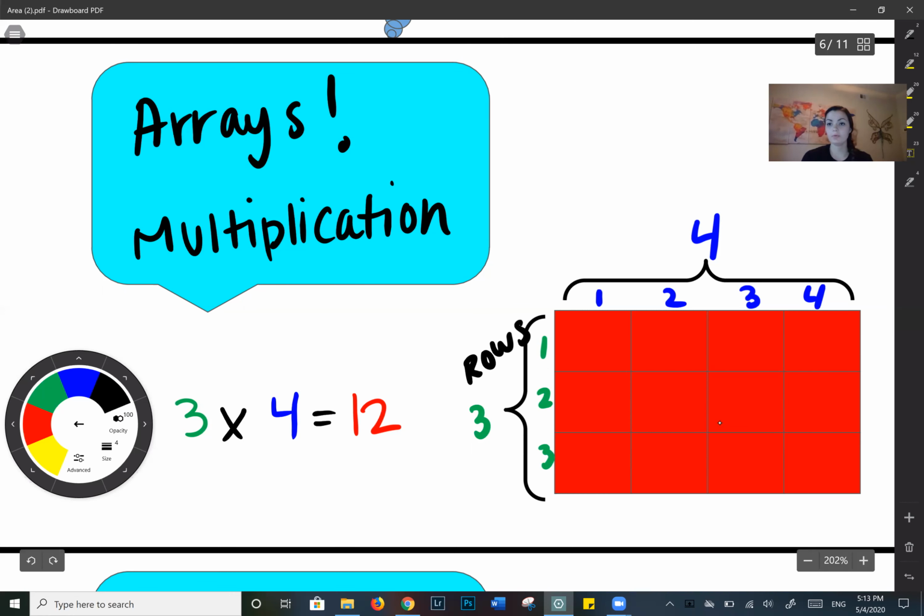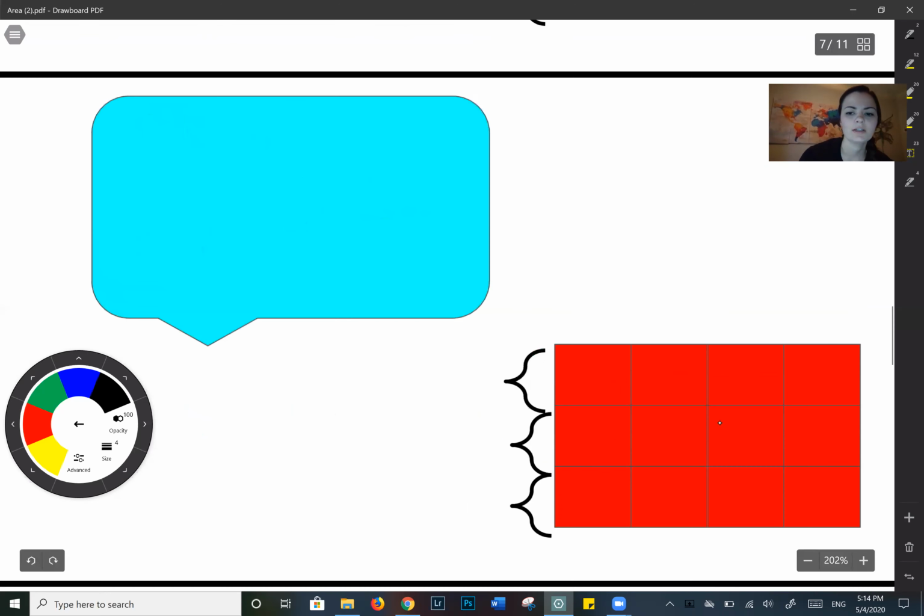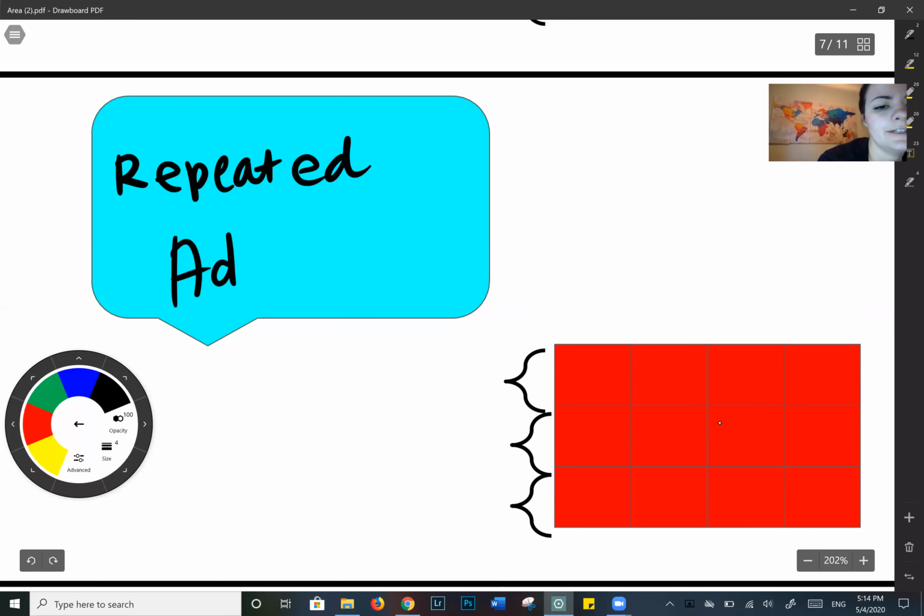We can also count it one by one just to make sure that we were right. 1, 2, 3, 4, 5, 6, 7, 8, 9, 10, 11, 12. So counting it one by one, we still got the right answer, but doing it with multiplication, it maybe didn't take us quite as long. There's another way we can do it. We can do the multiplication, or we can do repeated addition.